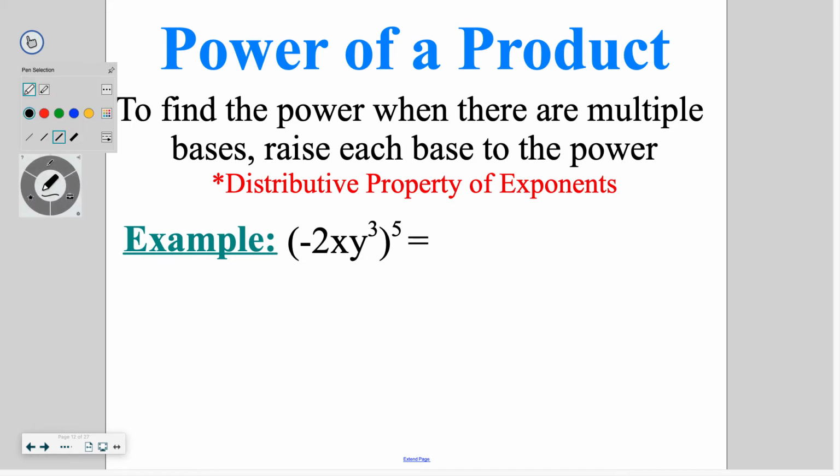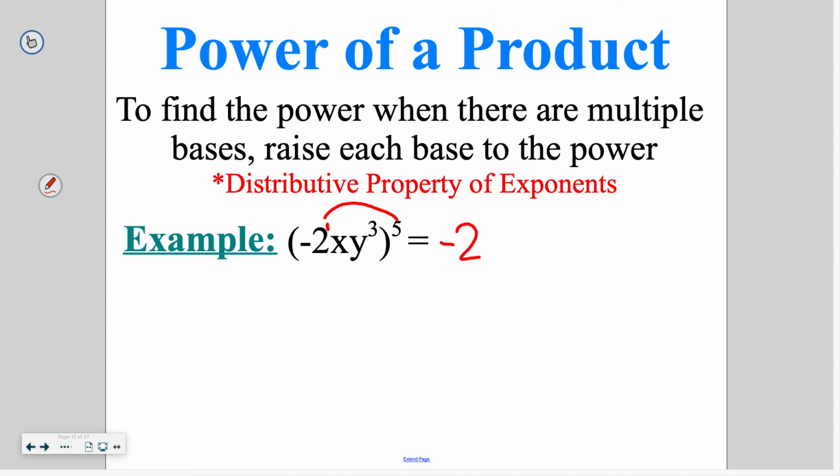So what this is going to say is that we have -2, and the exponent on that was 1, so I've got -2, but now I'm raising it to the 5th power, so I've got -2 to the 5th. The x also had a power of 1, but I'm raising that to the 5th power, so now I've got x to the 5th, and then I've got y to the 3rd, raising that to the 5th power is going to give me y to the 15th.